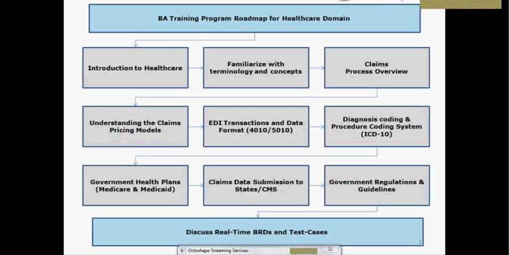Then also we'll be talking about Medicare and Medicaid, because the majority of claims that any healthcare payer would be processing are Medicare and Medicaid claims. These are the government plans. Medicare is by CMS, which means the Centers for Medicare and Medicaid Services, and Medicaid is sponsored by the state government. So we'll be going through those plans as well. And then what is the process of submitting this information to the states and CMS? So we'll be talking about the submission process.